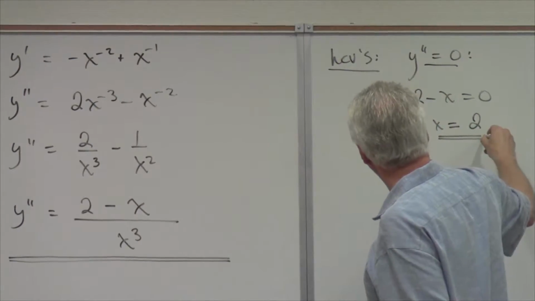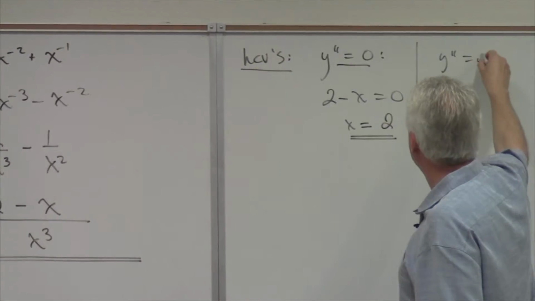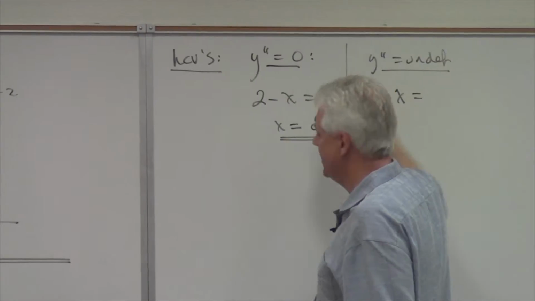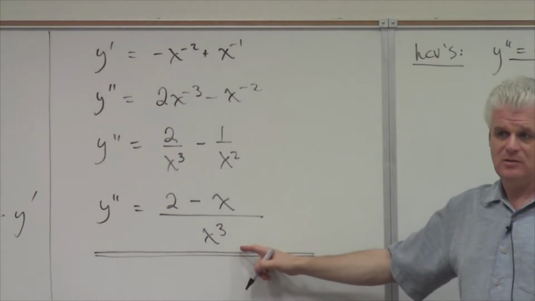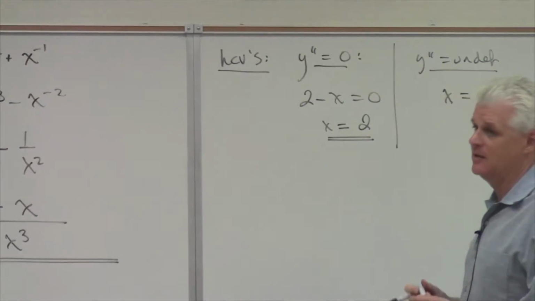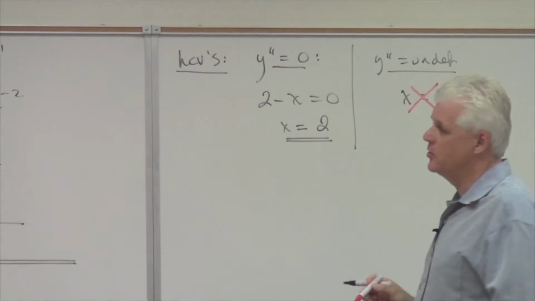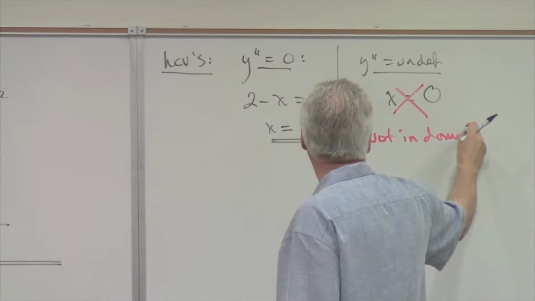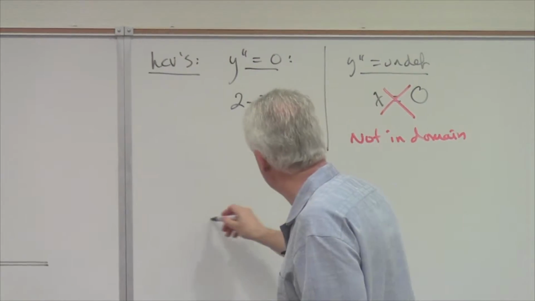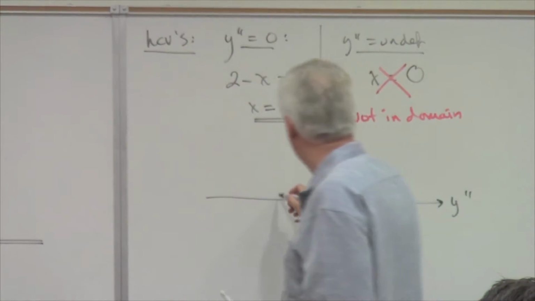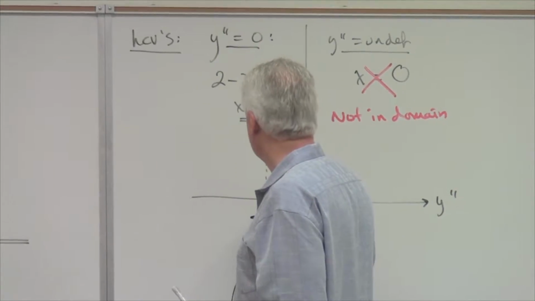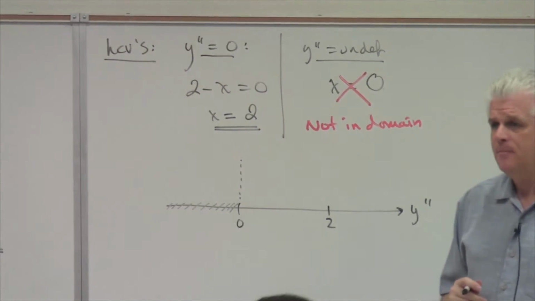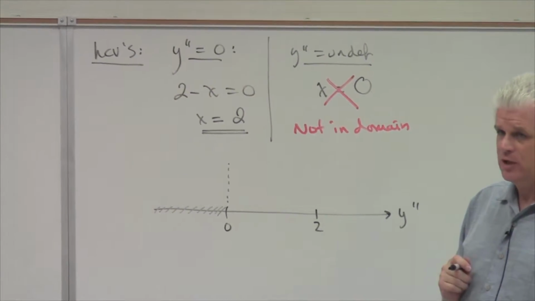The other kind of critical value, same story as last time. It would happen when the denominator is 0, which would be when x is 0. But what do we say about that? Again, not in the domain. Okay, that's not in domain. So we do our test for the second derivative now. This is y double prime now. 0, asymptote there, crosshatch back here, not allowed there. 2 is the place we're checking. It's the one and only hypercritical value that's worth looking at.